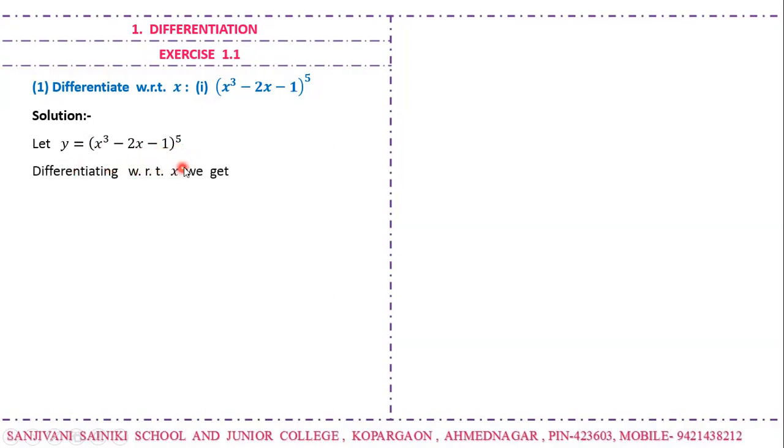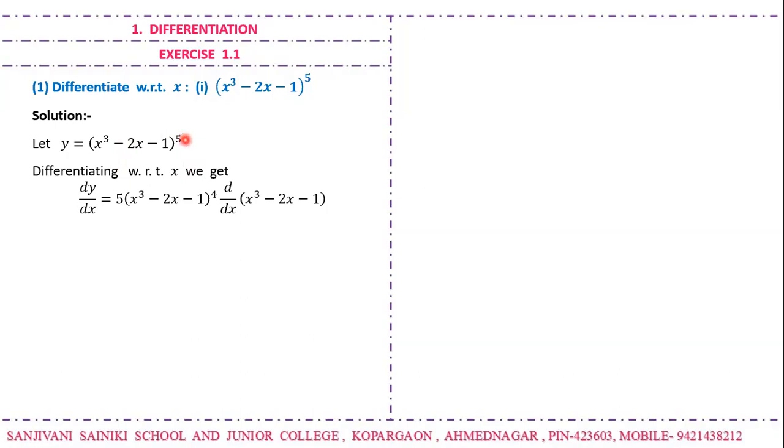So differentiating with respect to x, what we get, dy by dx is equal to, now we have to differentiate this function with respect to x. Now as it is a composite function, we cannot differentiate it directly. So we have to use the chain rule. How to use the chain rule? This is our f of x. What is this? x cube minus 2x minus 1. So this function becomes f of x raised to 5.